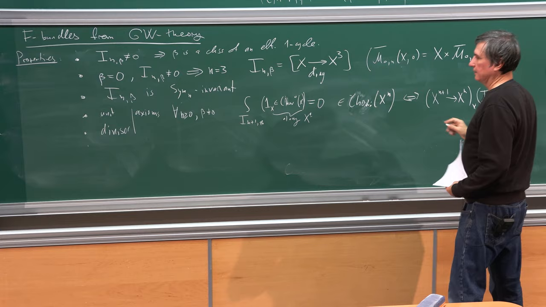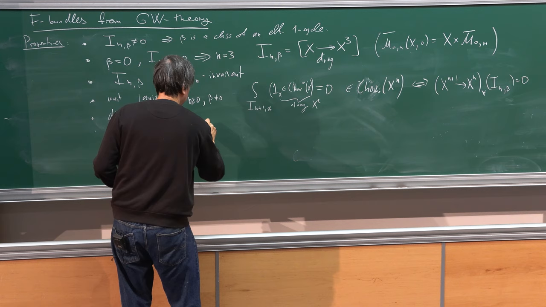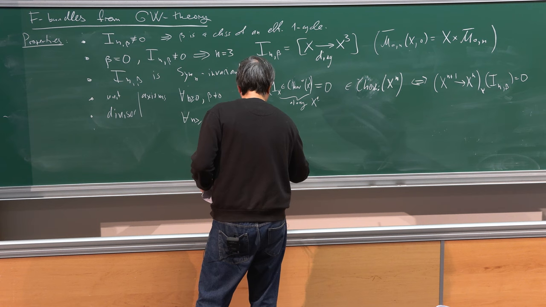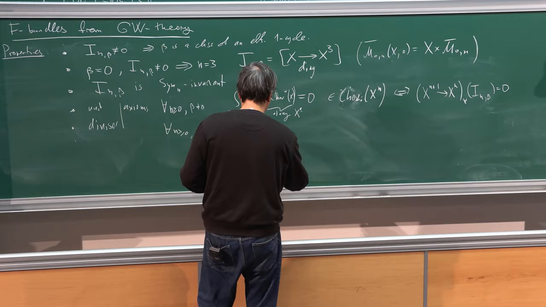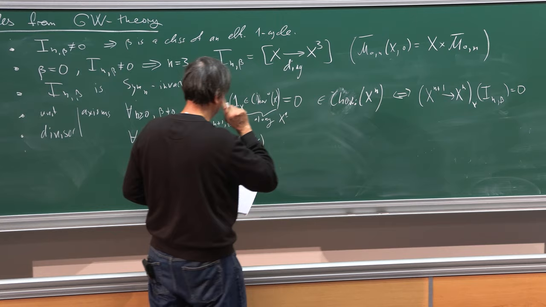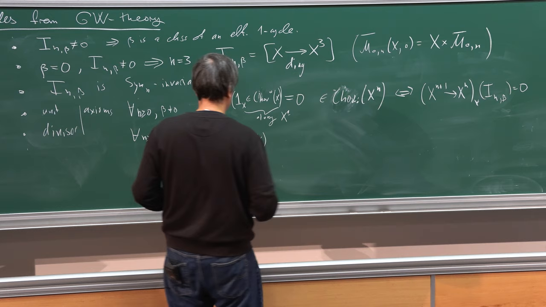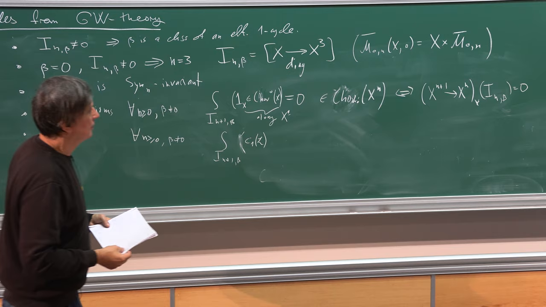it's the unit axiom and the divisor axiom, also in the same assumption. If you integrate over the last point the first Chern class of some line bundle, or just any element in Chow 1, in fact. But I_n beta lives on the nth power, so how can you have x^{n+1} to x^n? N plus 1, yeah, completely right.